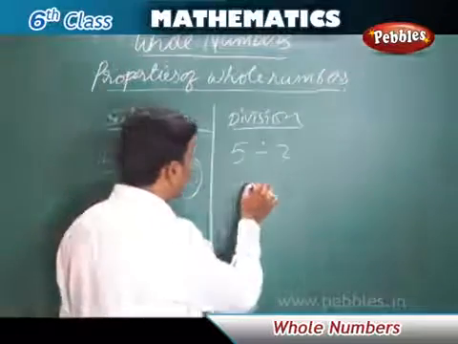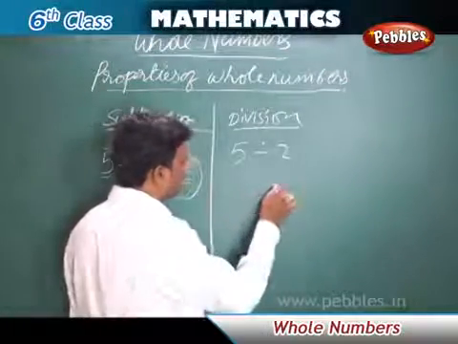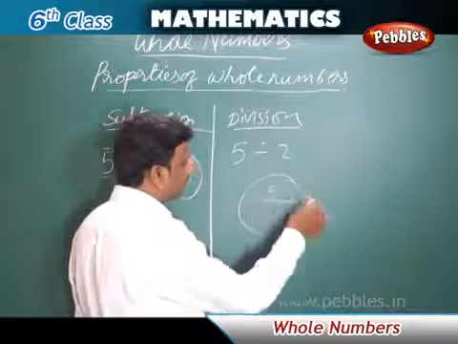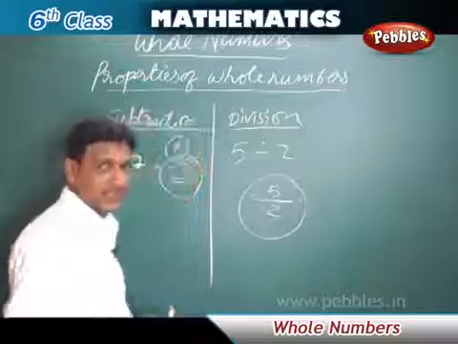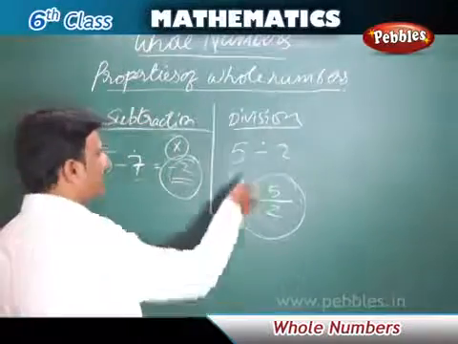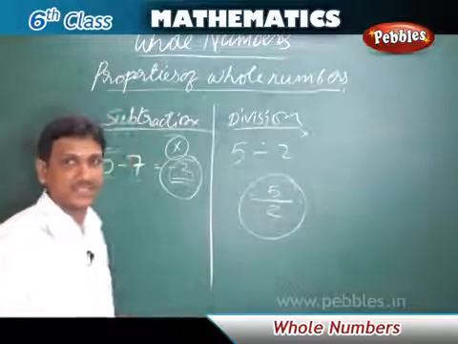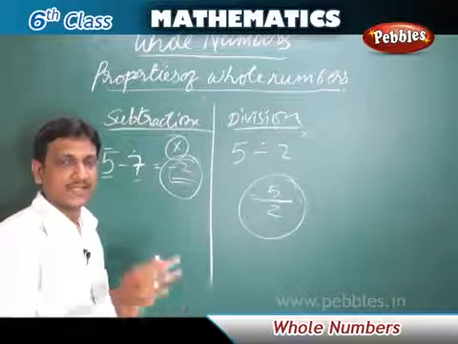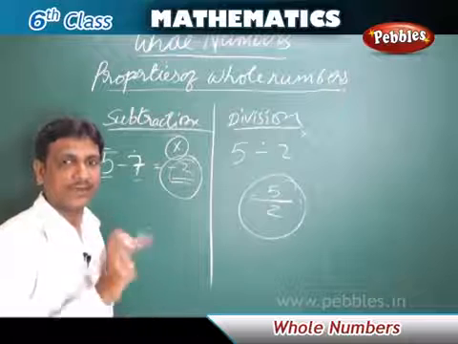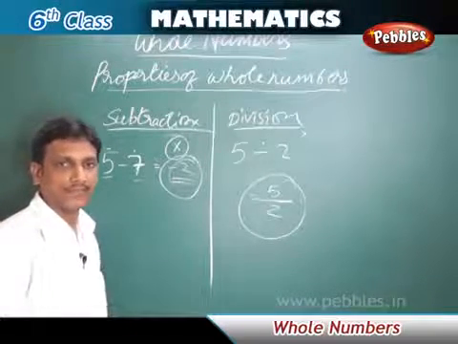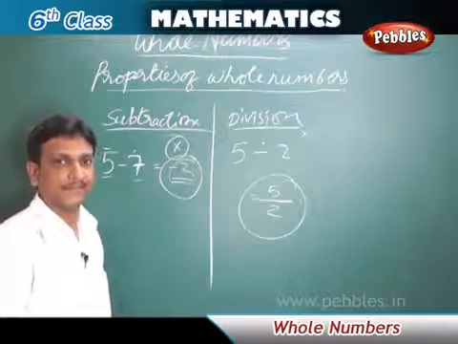Look at the division. 5 divided by 2. It becomes 5 by 2. So this 5 by 2 is not a whole number. This is a fraction. 5 by 2. It is not a whole number. So here it doesn't apply to division and subtraction. Whereas in addition and in multiplication, we find that the sum of 2 whole numbers becomes a whole number and the product of 2 whole numbers always becomes a whole number.